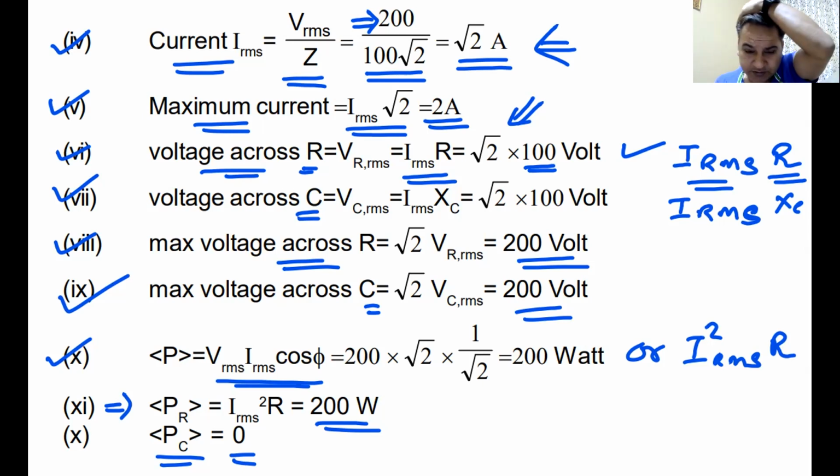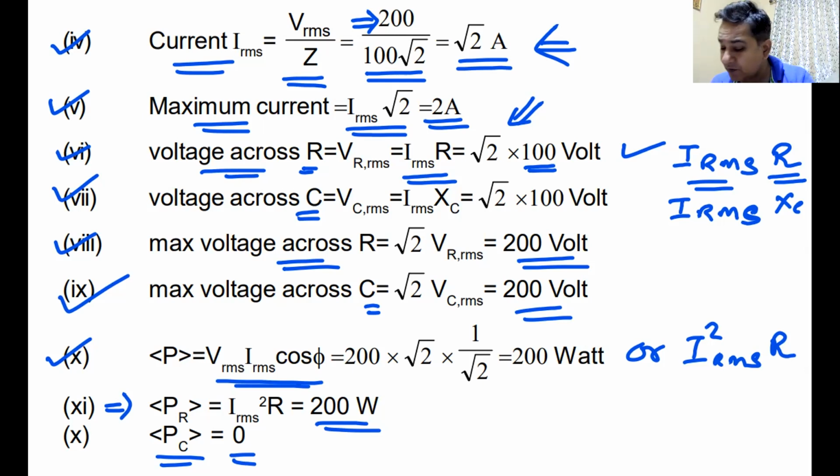I hope you have noted this down. Everything, I'll again repeat. RMS current is VRMS divided by Z. Maximum current is RMS current into root 2. Voltage across R is IRMS multiplied by R. Voltage across C is IRMS multiplied by XC. Voltage across L is IRMS multiplied by XL. Average power is I square RMS into R. Power across the resistor is I square RMS into R. Power consumed in the capacitor or the inductor is always 0.